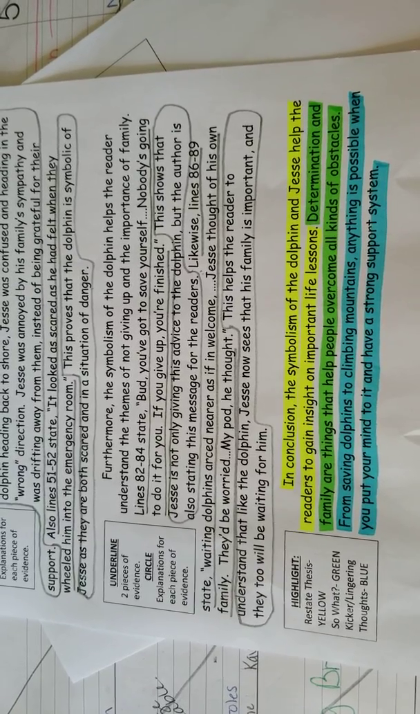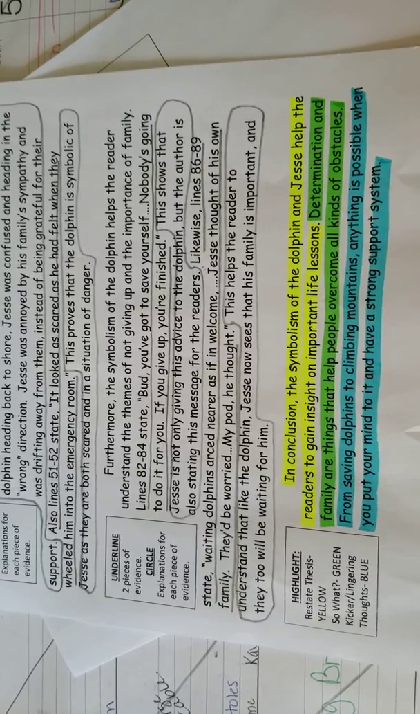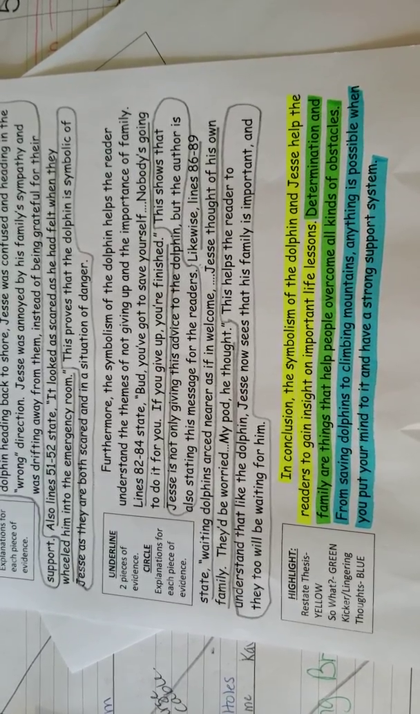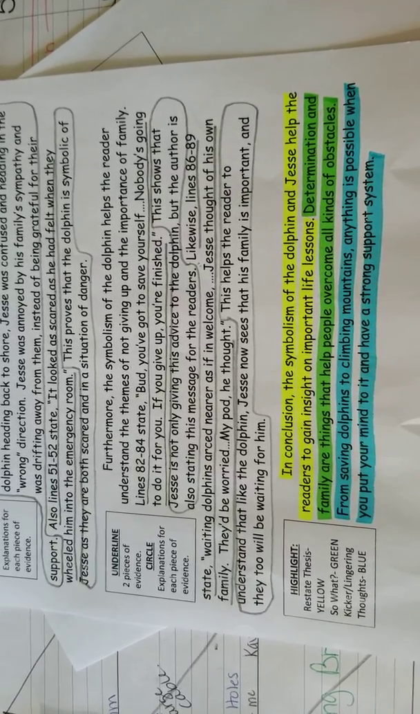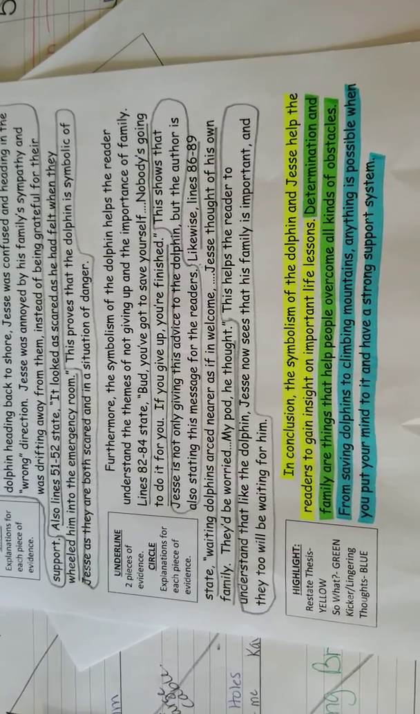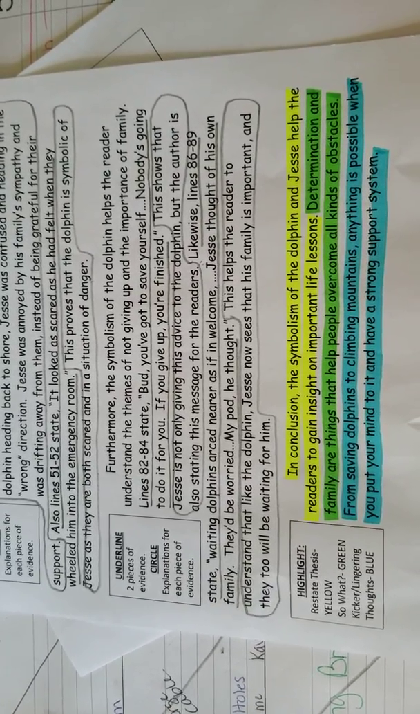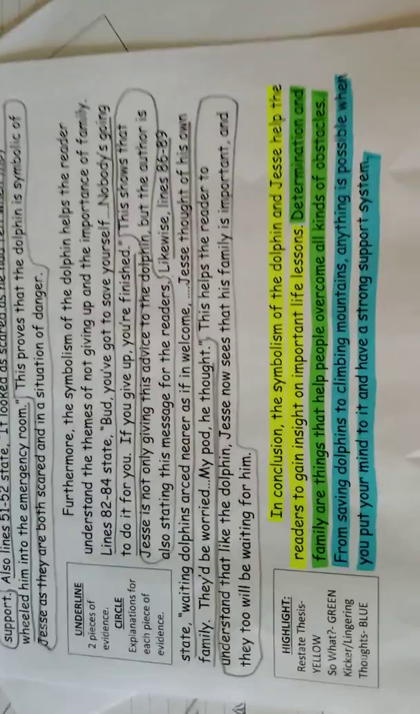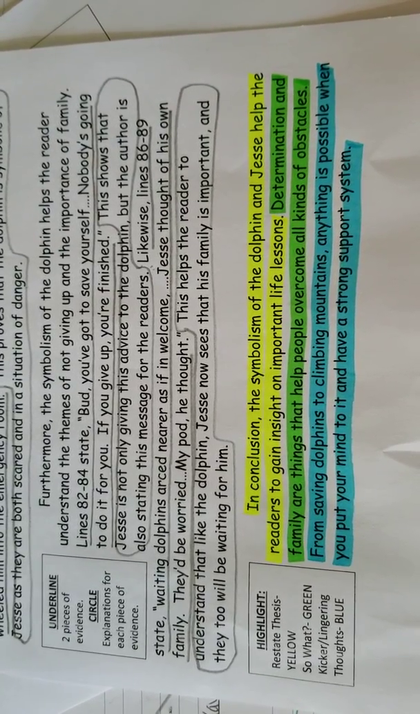My so what is in green. Determination and family are things that help people overcome all obstacles. And my kicker is from saving dolphins to climbing mountains. Anything is possible when you put your mind to it and have a strong support system. Okay, so that's my conclusion. One thing to point out here, if you notice the green and the blue are not terribly specific to the actual piece, right? They're sort of more general kind of life lesson conclusion pieces.